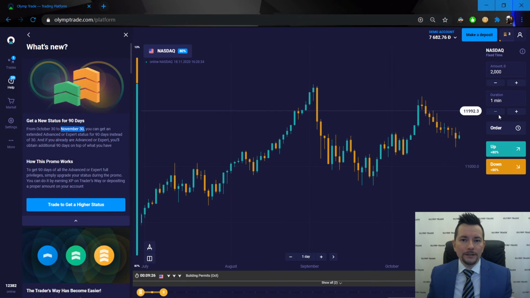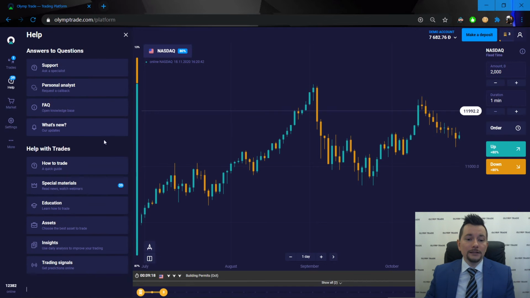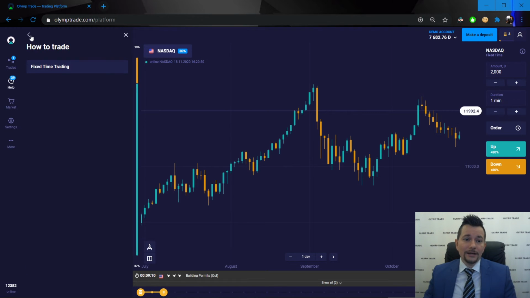At any point, you can withdraw that money, and that's it. So make sure to check out this tab and be aware of what's new in the Olymp Trade platform. This is for total beginners, guys. I'm sorry for those of you that are more advanced. How to trade: you have a quick guide on how to trade FTT.